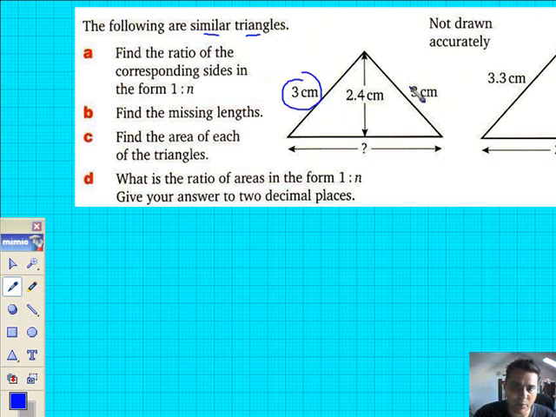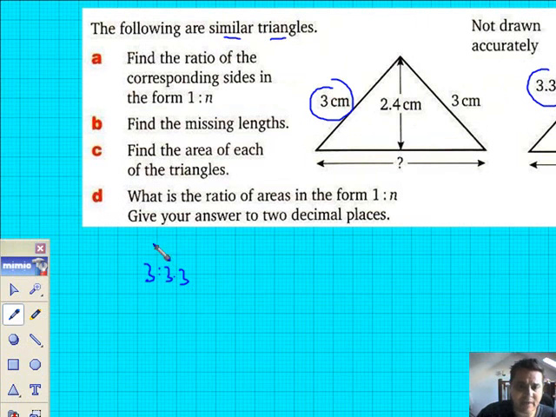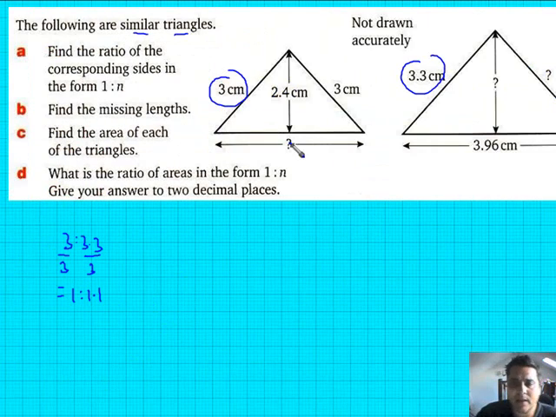Okay, so it's working in blue. So that one to that one, we now have 3 to 3.3. In order to give it in the form of 1 to n, divide each side by 3, and that will give us 1 to 1.1. Is that alright? Too many ones there. Anyway, that's that. And the same with each side, really.